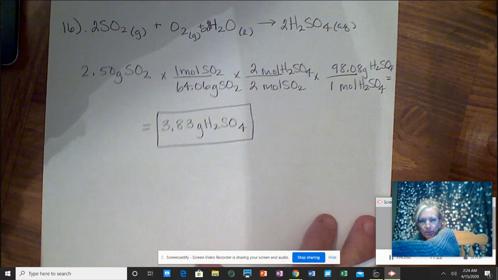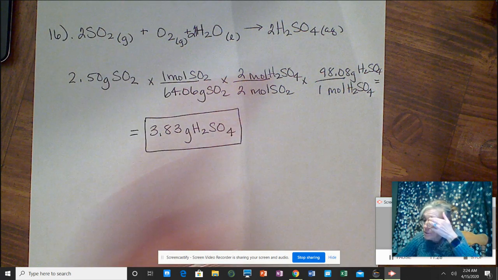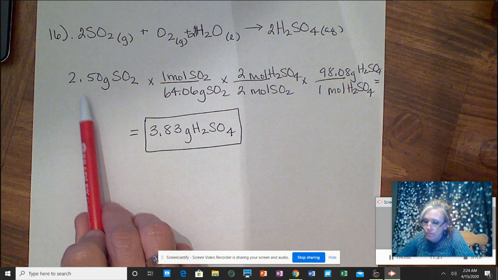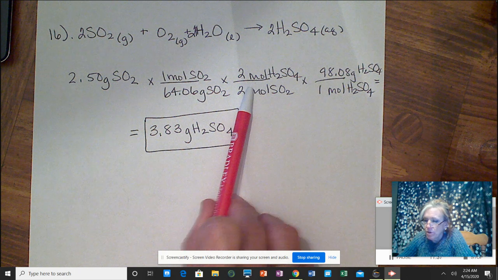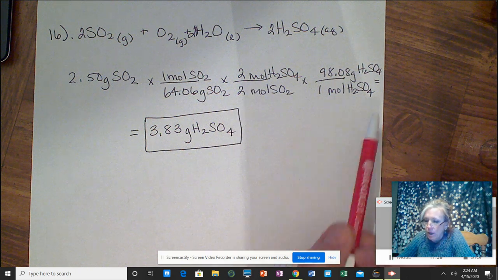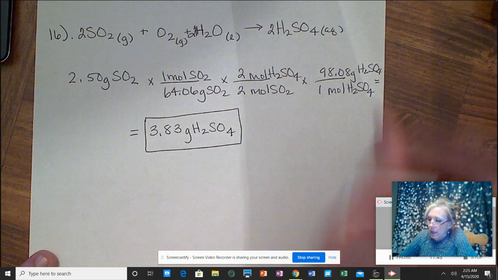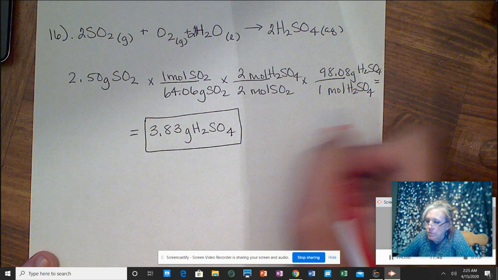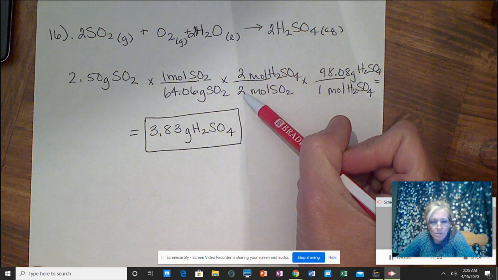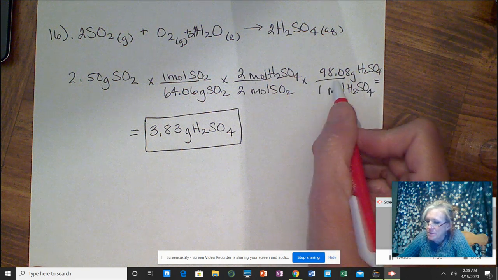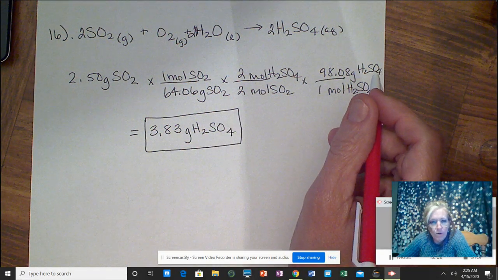All right, last but not least. Here's your balanced equation that was given to you. 2.50 grams of SO2. We're going to change that to moles. Write your mole-to-mole ratio. Change that to what you're looking for, which is grams of sulfuric acid. And we do the math. 2.50 divided by 64.06 times 2 divided by 2. This is just like saying times 1. Okay. Times 98.08. End up with 3.83 grams of H2SO4, sulfuric acid.